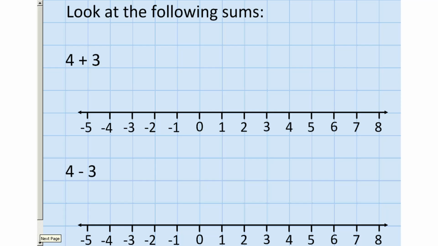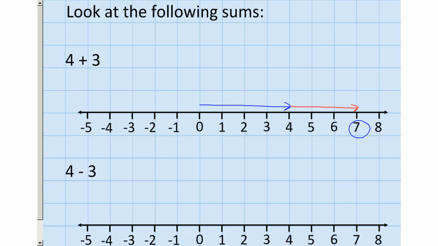So, look at the following sums. 4 plus 3. Now, I know you're shouting out it's 7, but I'm just going to demonstrate how we would visualise that on a number line. So the number 4 is really an arrow that takes us from the number 0 to 4. Likewise, the number 3 takes us from 0 up to 3. Now when we add those together, we go from 0 to 4, and then we bring the number 3 and add its arrow on, so we go all the way up to 7. 4 add 3 is 7.